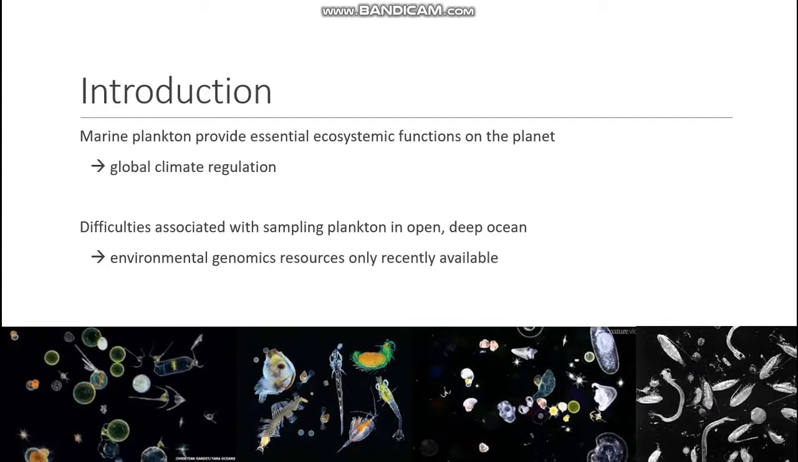Marine plankton provide essential ecosystemic functions on our planet. They're at the basis of the ocean food chain where they contribute about half of the global primary production. Due to their large distribution and their substantial biogeochemical roles, it is safe to say that they are considered to be the main actors in the global climate regulation. But because of the difficulties associated with sampling plankton in the open and deep ocean, and because of the ultra-high throughput required to sequence the genetic makeup of such complex communities, the environmental genomics resources have only been recently made available.